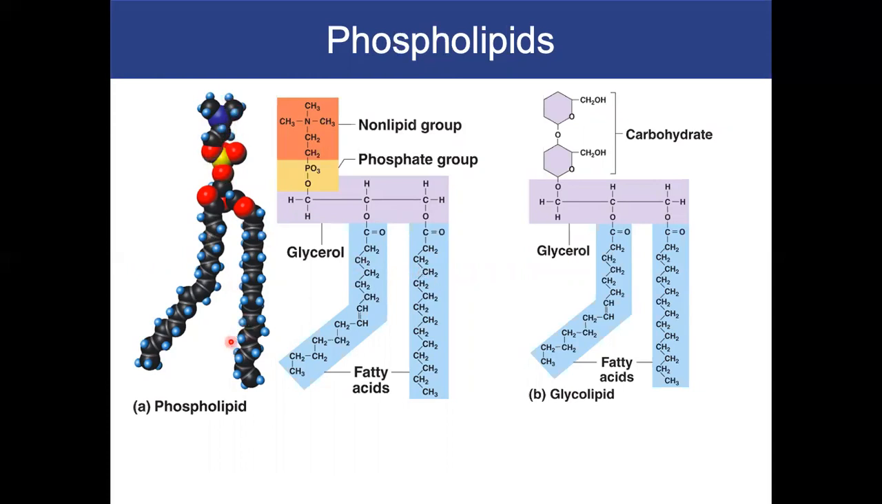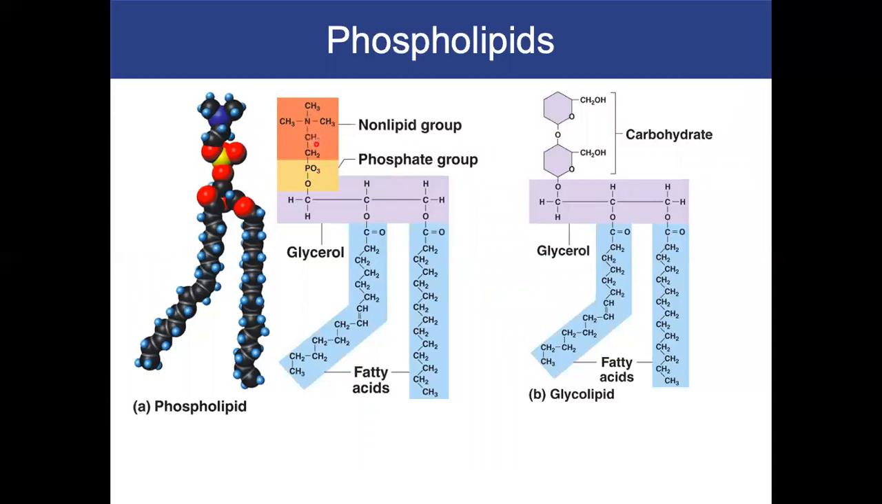Here's your phospholipid, and here's your phosphate group. And notice it's a PO4, right? Non-lipid group containing nitrogen. And so this is the polar region. Here's your glycerol backbone, and then here's your fatty acid tails, right? These guys are non-polar, and these guys are polar.